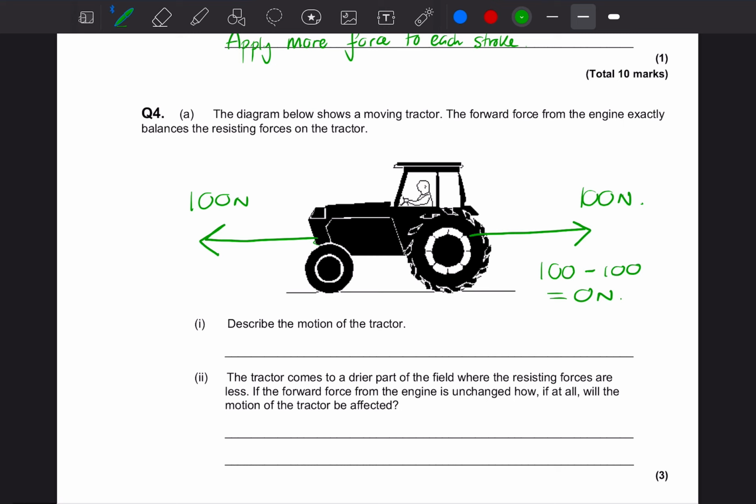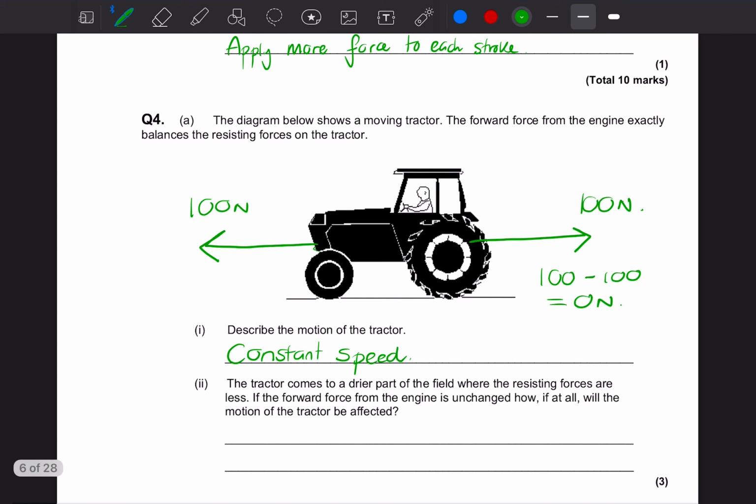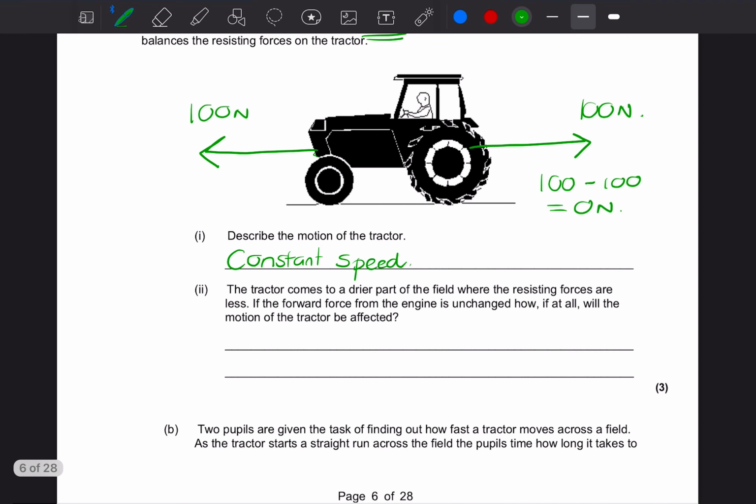If there's 0 newtons of force, it will be a constant speed. It did say it was a moving tractor, so it's already moving, so it will just keep moving at the same speed. The tractor comes to a drier part of the field where the resisting forces are less. If the forward force in the engine is unchanged, how, if at all, will the motion of the tractor be affected?